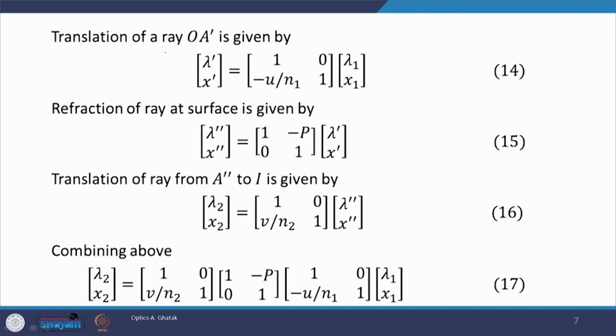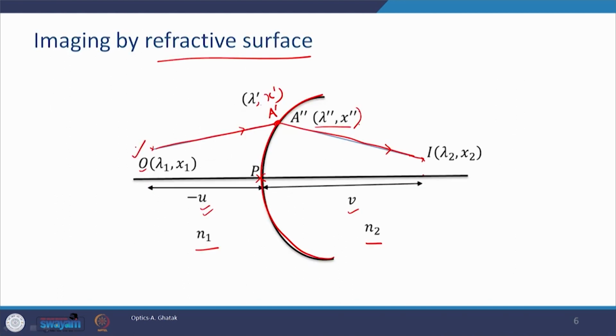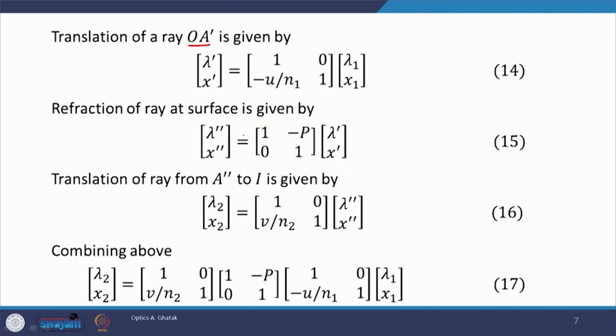Now, for translation of the ray from point O to A prime, point O is here and A prime is here. For this distance O A prime, which is a pure translation, we will write a translation matrix. Lambda prime and x prime are the coordinates of point A prime, and lambda 1 x 1 are the coordinates of point O. These two would be related through this matrix. And what is this matrix? This is your translation matrix.